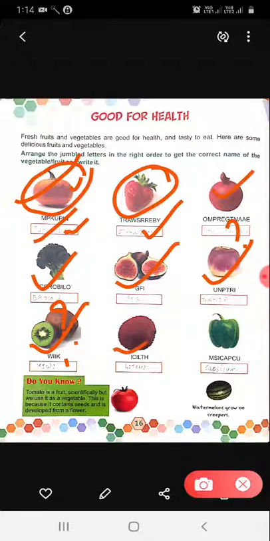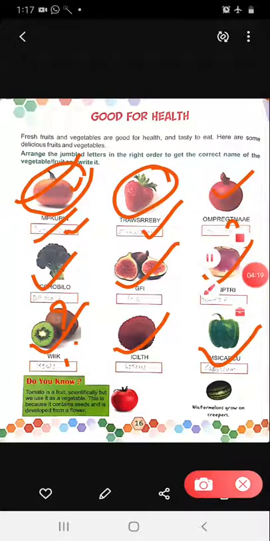And this is lychee. In the summer season, I think in June, we find a lot of lychee with shopkeepers and fruit sellers. And the last one is capsicum. So you have to write the spelling of all these fruits in the given boxes.